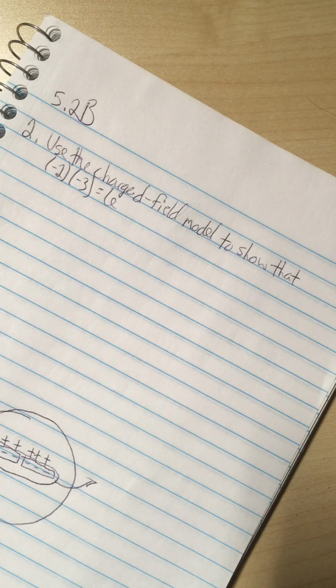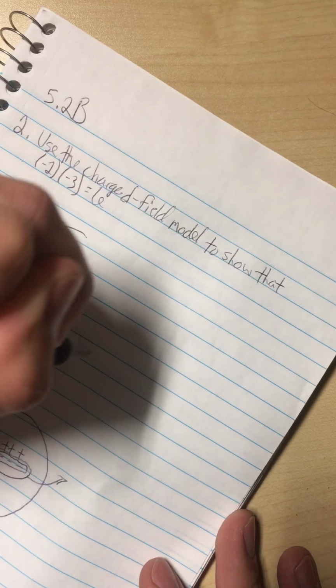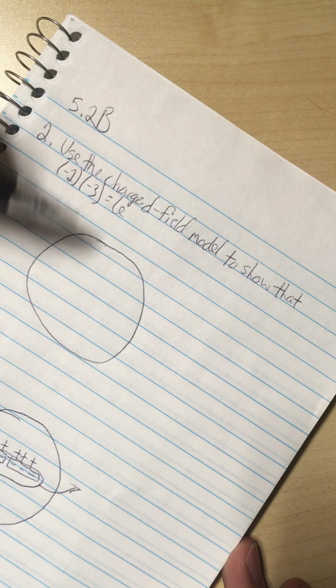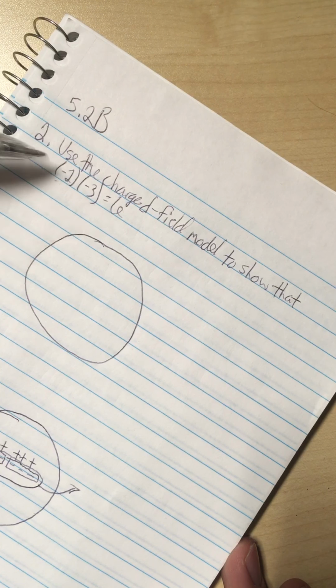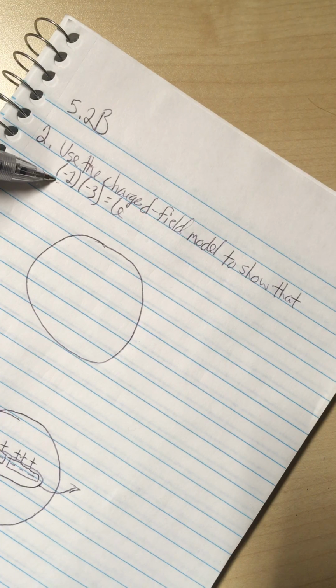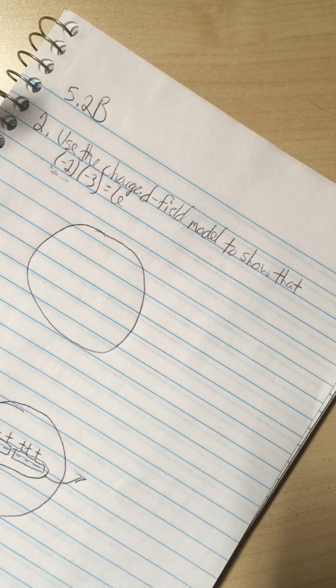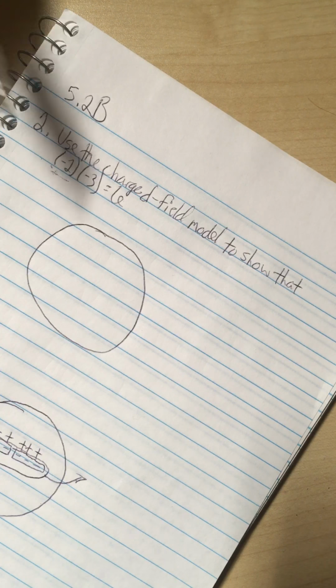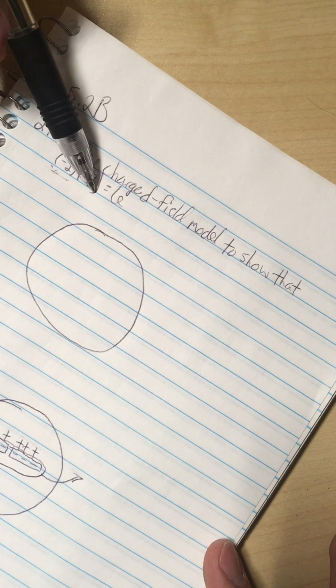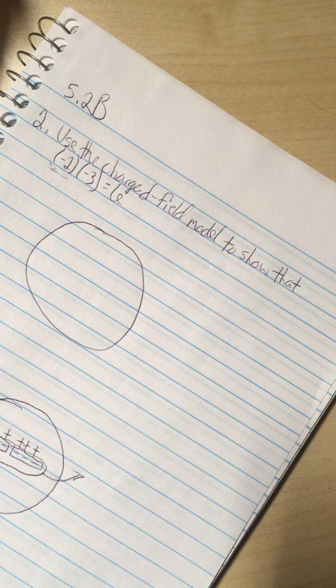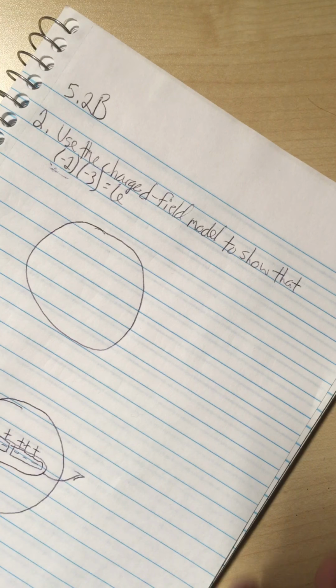It says, use the charged field model to show that -2 times -3 equals 6. So for the charged field model, I'll just draw our circle here. We're trying to figure out what to put in here so we get this correct. The -2 stands for the number of groups. Your first number tells you the number of groups, and then your second number tells you the number of charges in each group.